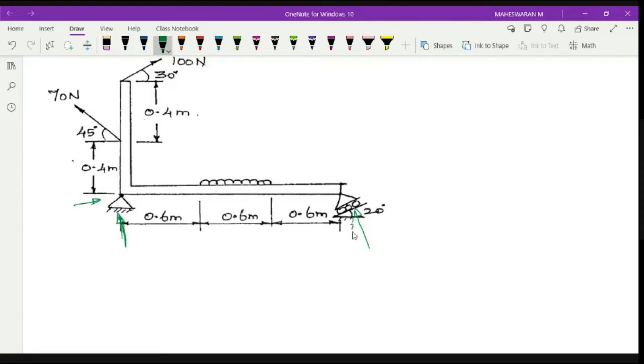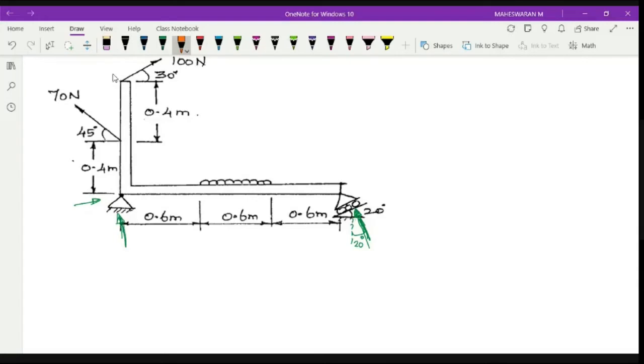If that is horizontally 20 degree, this is vertically 20 degree. This is vertically 20 degree. So this is my another reaction. You can see here, this is another reaction. So let me name this. Because there is no naming here, for better understanding, I am going to name this.